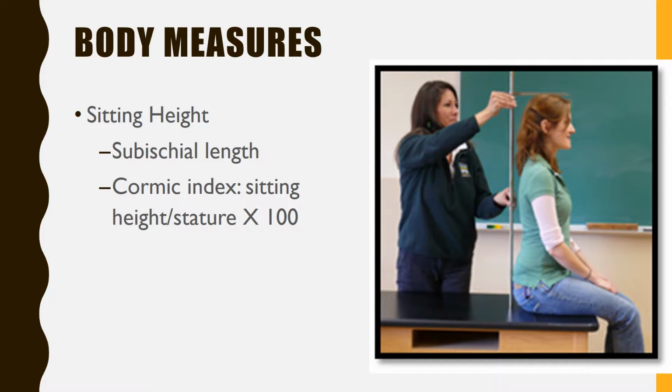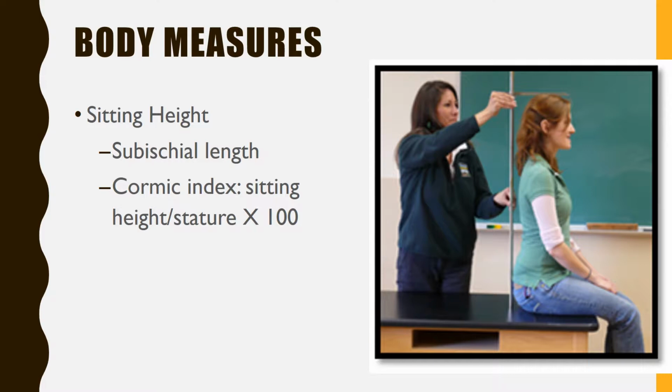Sitting height is a body measure that provides information on relative body length. Sitting height is measured by having the subject sit on a table, and then you measure the height from the surface of the table to the top of the head. There are two body length measures that can be estimated from this. The first is subischial length, and this is an estimate of lower body length. This is calculated by subtracting sitting height from stature.